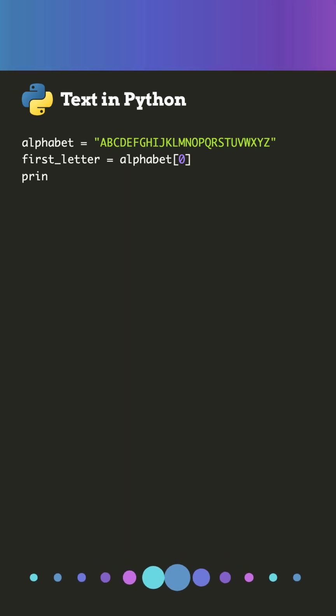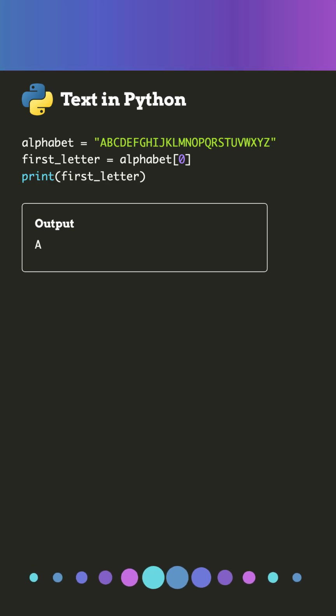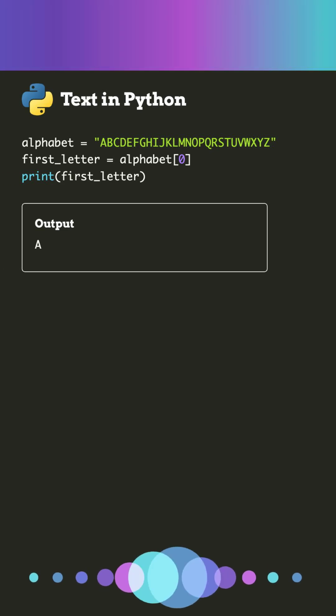We can access individual characters in a string using indexing. Indexing means to get a character from particular positions in a string. We access the first character in alphabet using the index 0 and store it in first letter.